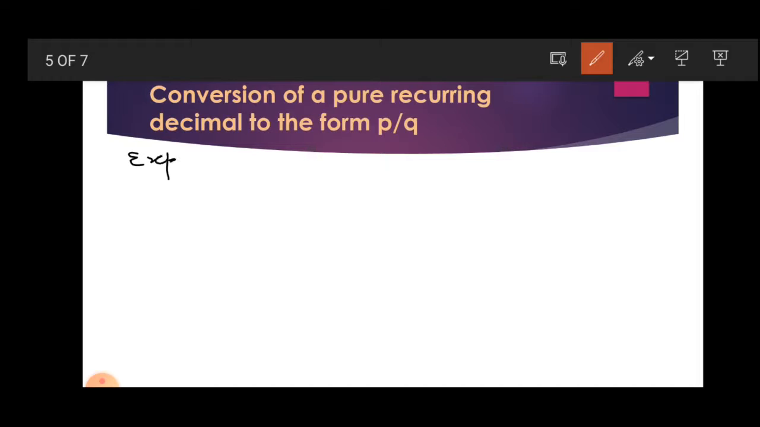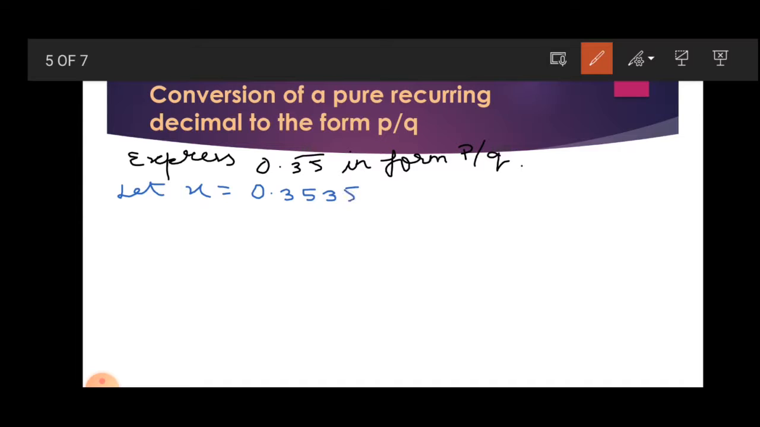Express 0.35 bar in the form p by q. Let x is equal to 0.3535 and so on, as 35 is a repeating decimal.